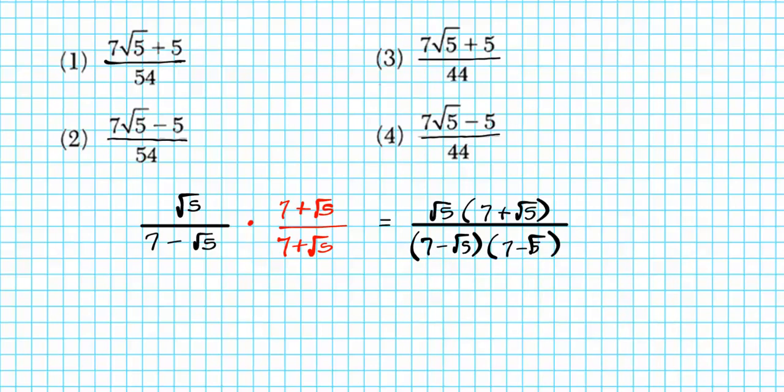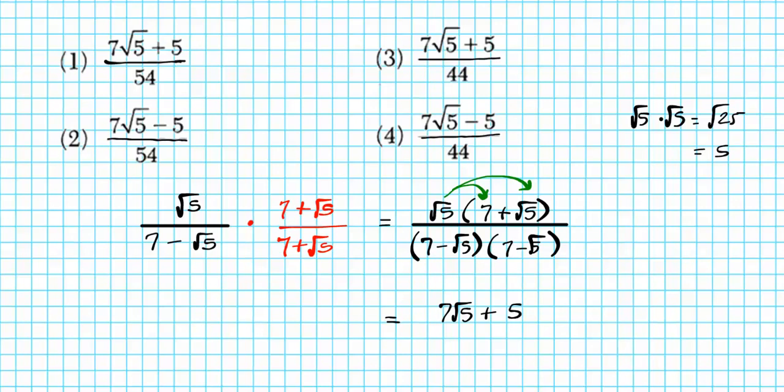In the numerator, you just distribute this root 5 to both terms, and you're going to have 7 root 5 plus, what is root 5 times root 5? Root 5 times root 5 is root 25, which reduces to just 5, okay? So this becomes 5. Let me show you here. Root 5 times root 5, that's root 25. What is the square root of 25? It's 5. All right.